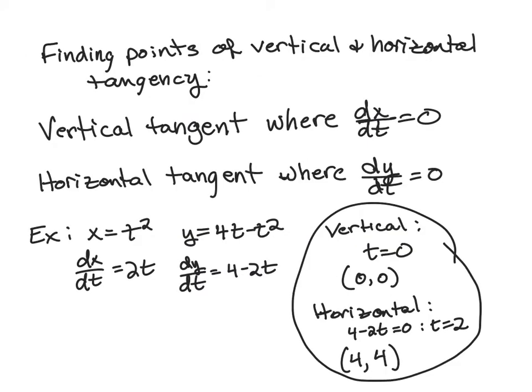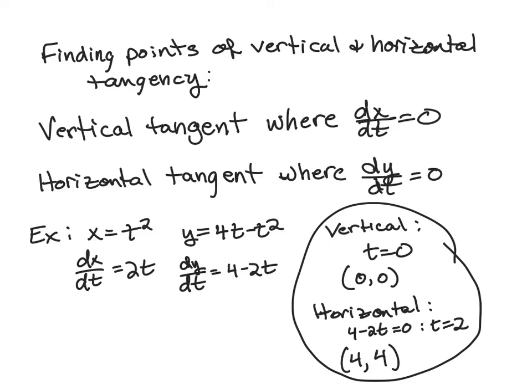One thing that's going to be really important for you to do is to be able to figure out where your curve crosses itself and where you have vertical or horizontal tangents. Finding those places is going to really make graphing easier, and you will be graphing these things pretty soon. So, finding points of vertical and horizontal tangency.